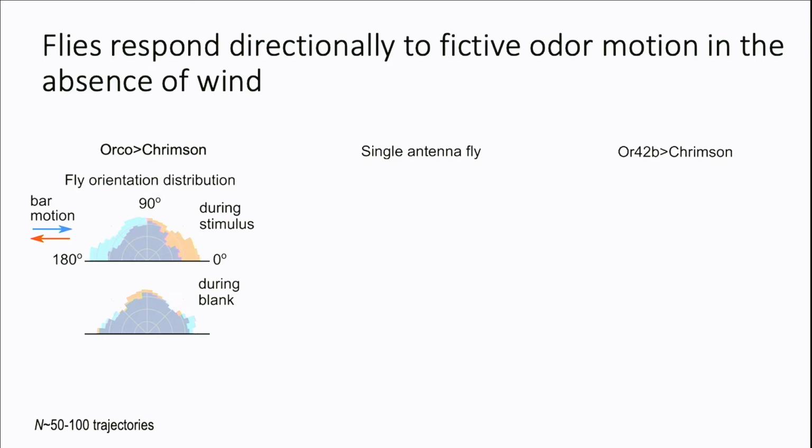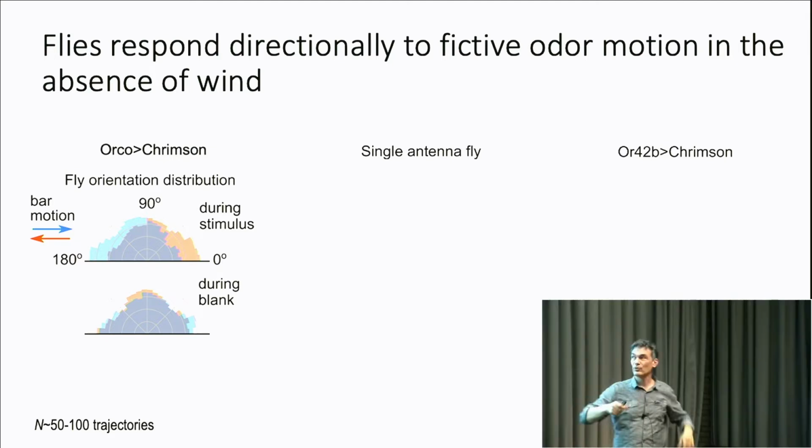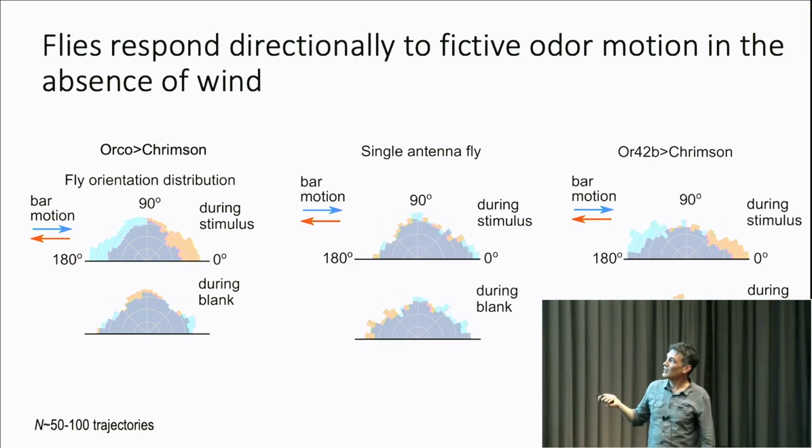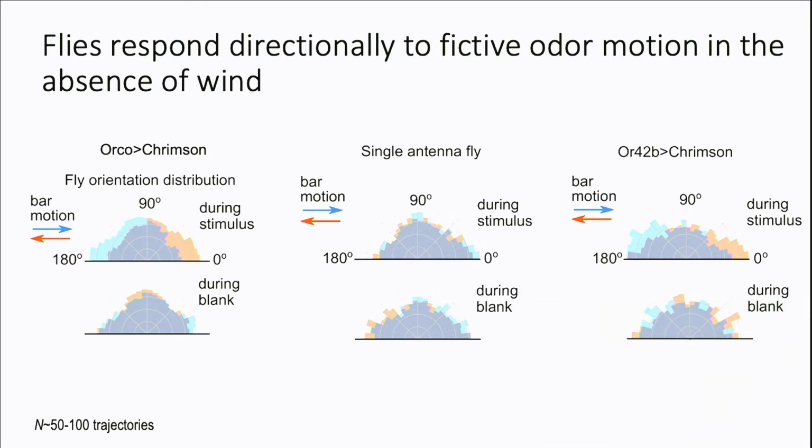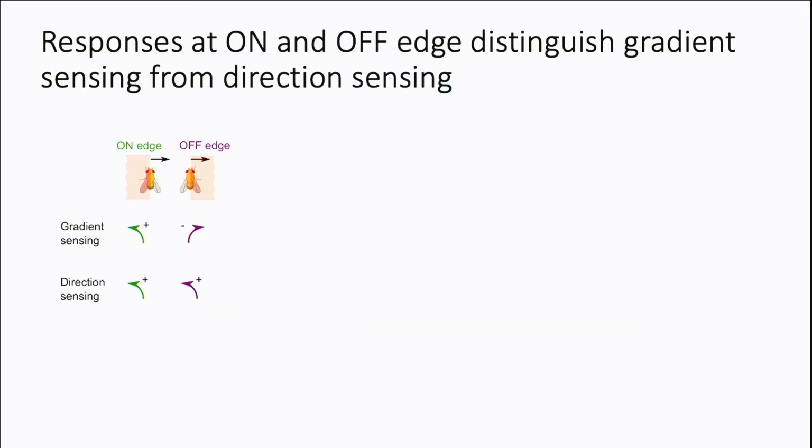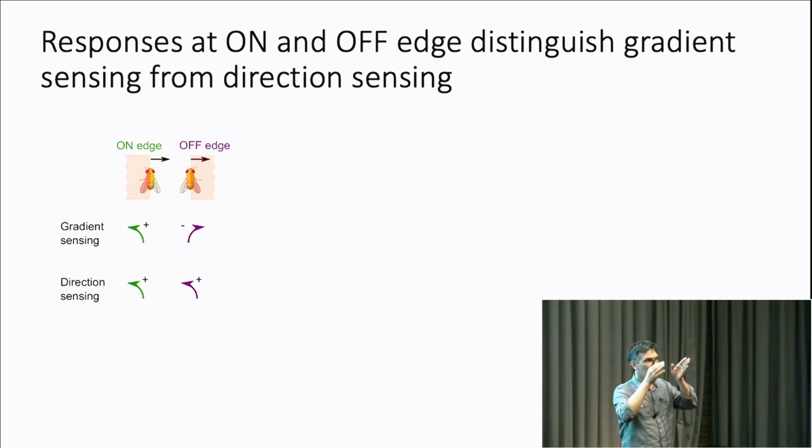So this is when we express this channel in all of the olfactory receptor neurons. They have multiple of those neurons. But if you have a single antenna, the effect disappears, so you have no more response. But you can also use a single one of those neurons, and that is enough to drive that behavior. But still, it's possible that they're still responding to some sort of gradient of those edges.